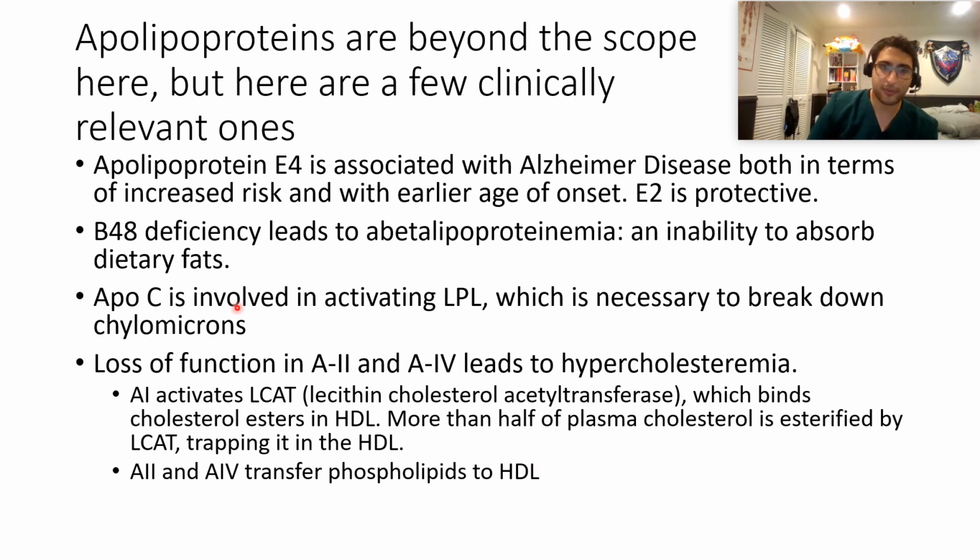All right. So I didn't mention A1 here, but if you lose A1, A2, and A4, you can see why there's problems because you don't have the good cholesterol. HDL is what you want. You want most of your cholesterol to be esterified and trapped in HDL. LDL is what gets oxidized and causes atherosclerotic heart disease.